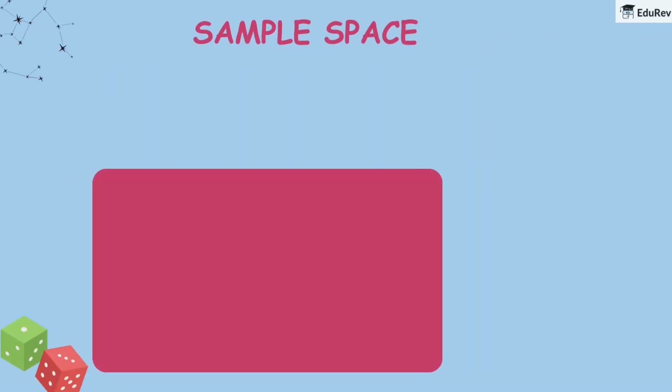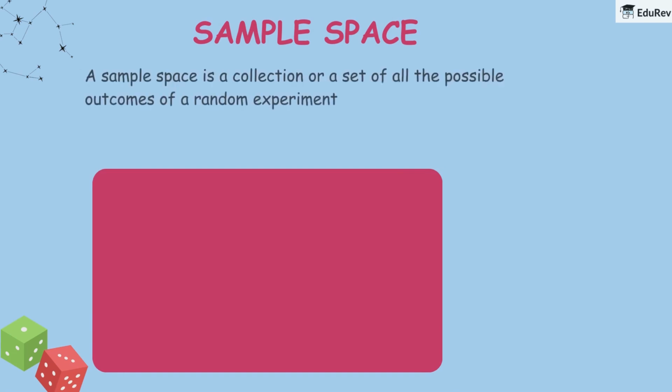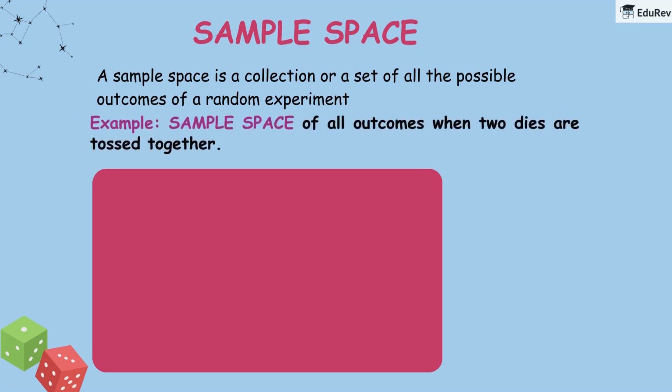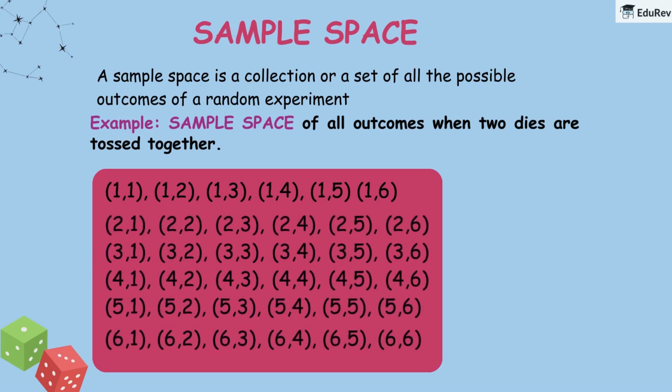Let's discuss the sample space next. A sample space is a collection or a set of all the possible outcomes of a random experiment. For instance, the sample space of all outcomes when two dice are tossed together includes outcomes like 1-1, 1-2, 1-3, and so on until 6-6 on both dice.